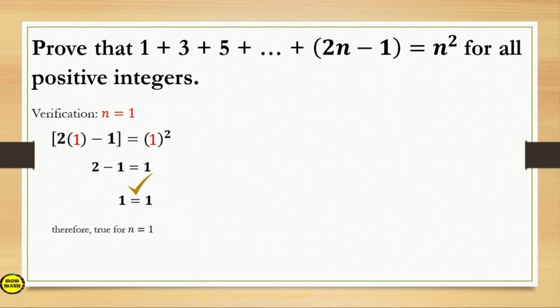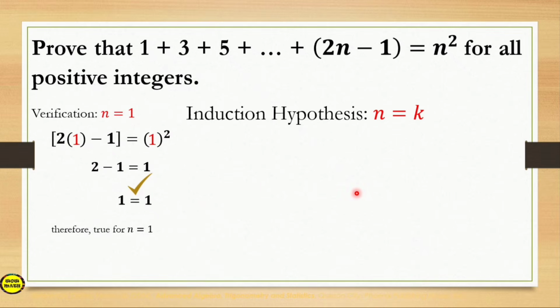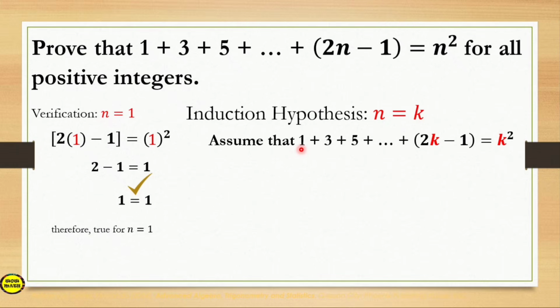Okay, and that is the induction hypothesis. So, paano ginagawa yung induction hypothesis? So, i-assume natin that n is equal to k for all positive integers. So, ang gagawin lang natin, papalitan natin yung n natin ng k. So, that is assume that 1 plus 3 plus 5 plus up to 2 times k, yung n pinalitan ng k, minus 1 is equal to k squared.